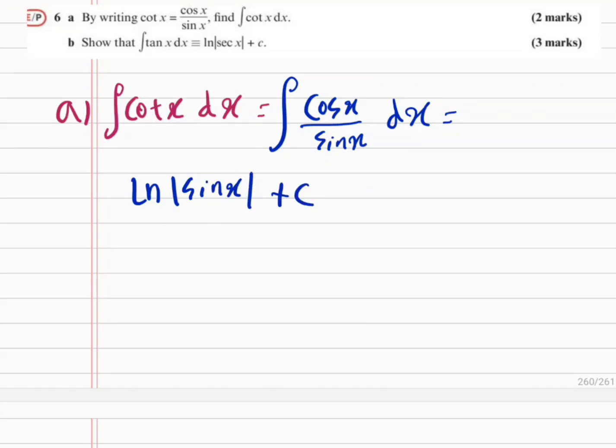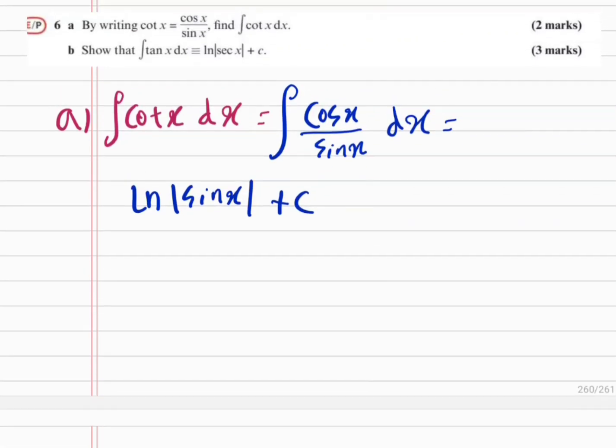Now let's differentiate this and see if it's actually the answer. If you differentiate, first you write sin x on the denominator, and then on the numerator, you just differentiate sin x, which is cos x, and that's exactly the correct guess. So therefore, the answer is just ln sin x plus c. So that's the answer here.